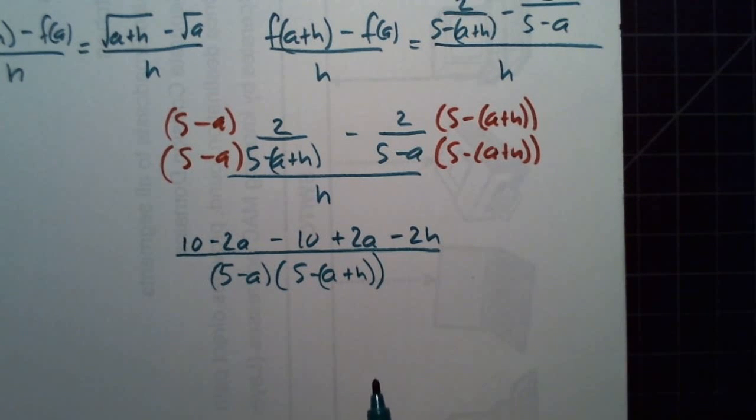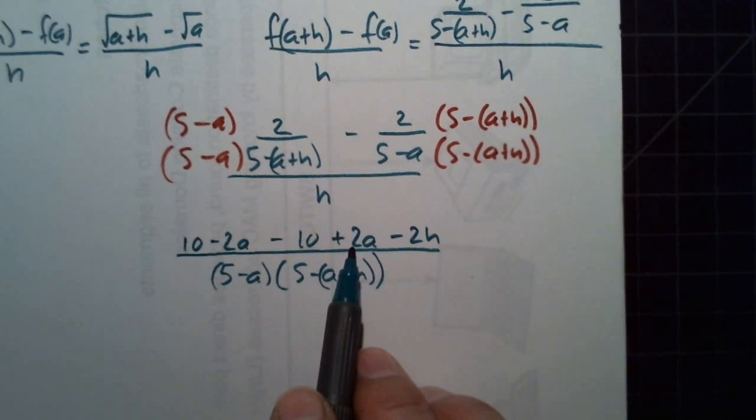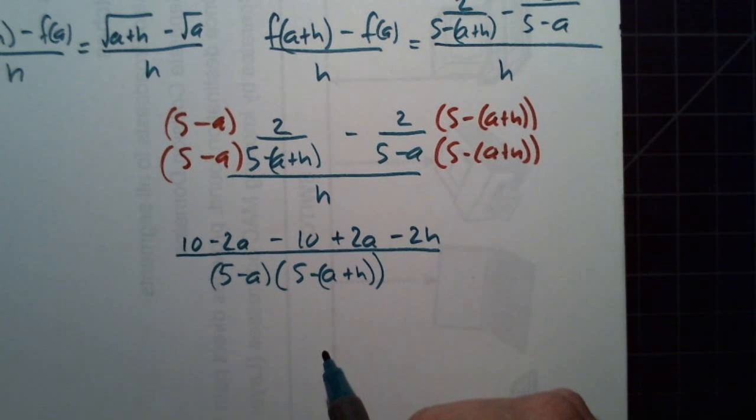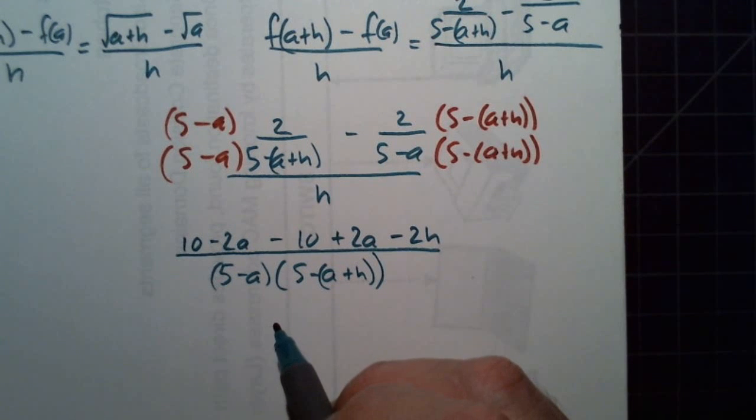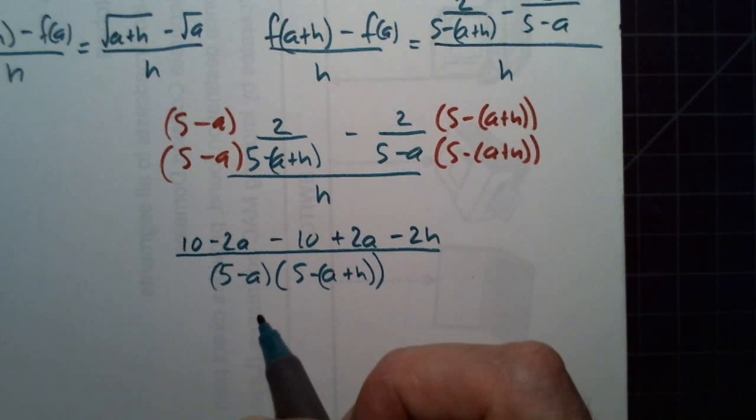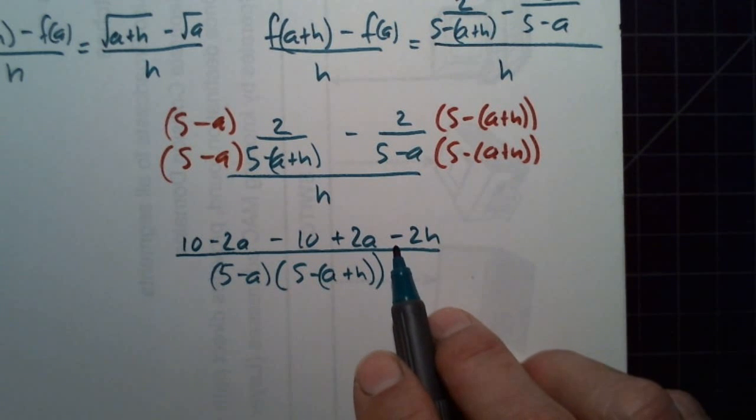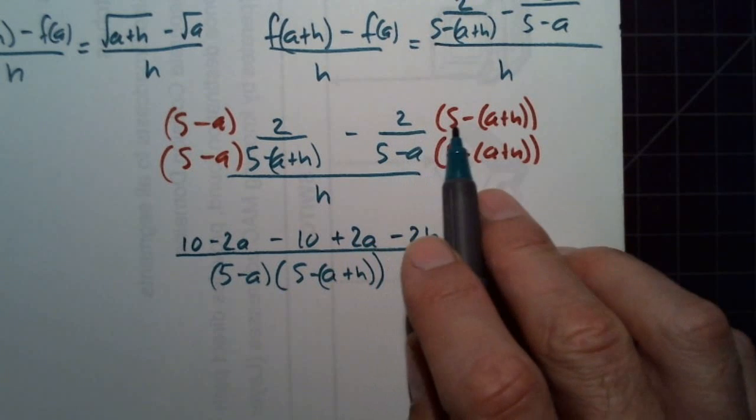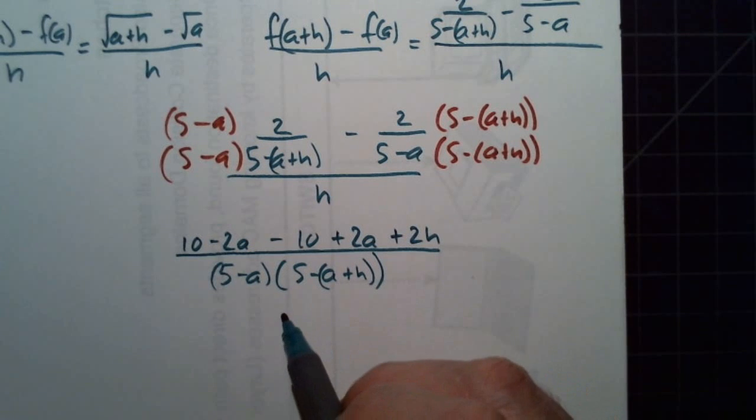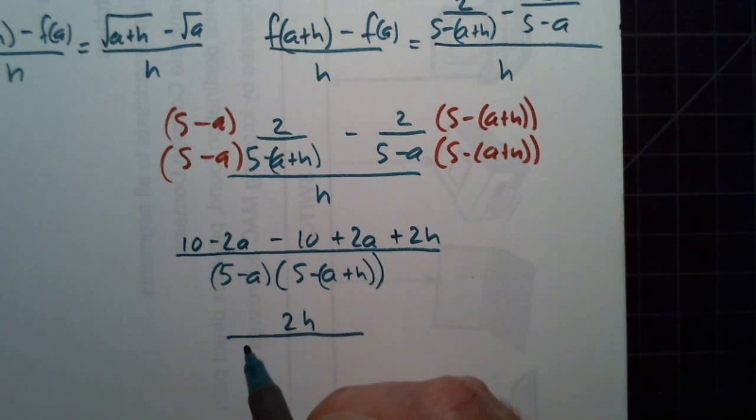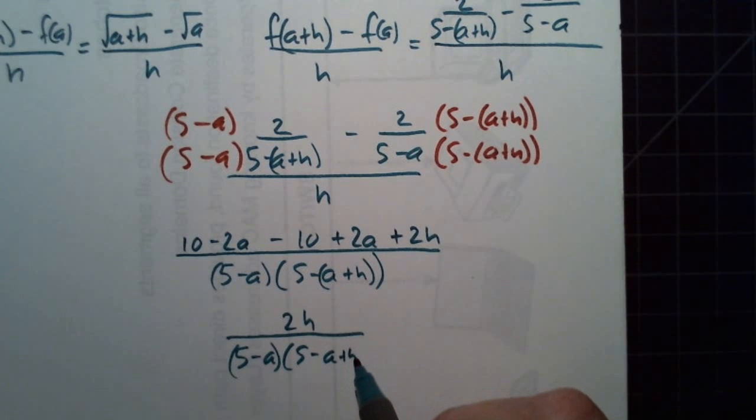We can simplify the numerator. 10 minus 10, 2a minus 2a. So we end up with just 2h. And, oh, that is supposed to be a positive 2h. We have a negative 2 times negative h. So we're going to have plus 2h over 5 minus a, 5 minus a plus h.